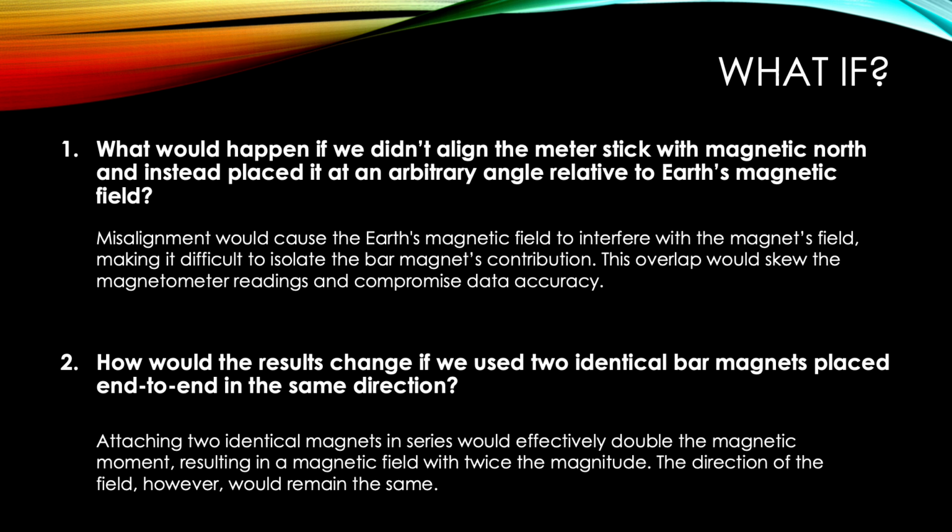Second, how would the results change if we use two identical bar magnets placed end to end in the same direction? Attaching two identical magnets in series would effectively double the magnetic moment, resulting in a magnetic field with twice the magnitude. The direction of the field, however, would remain the same.